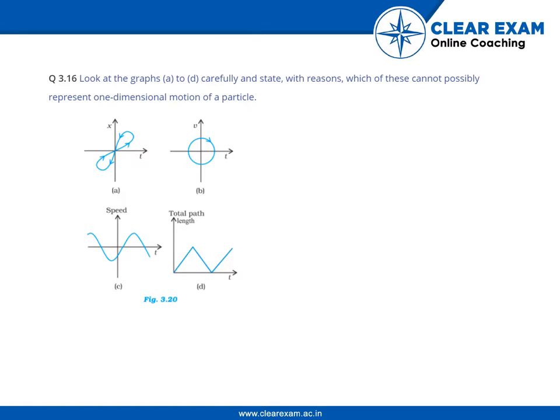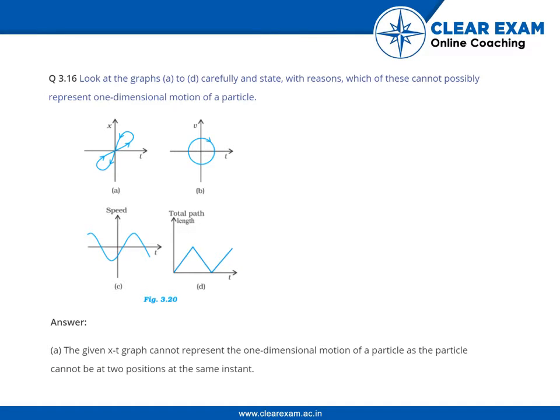Welcome back. So this particular question gives various instances and we have to state with reasons which of these cannot possibly represent one-dimensional motion of a particle. So we'll be taking these instances one by one and we'll discuss. So let us begin with the first instance.